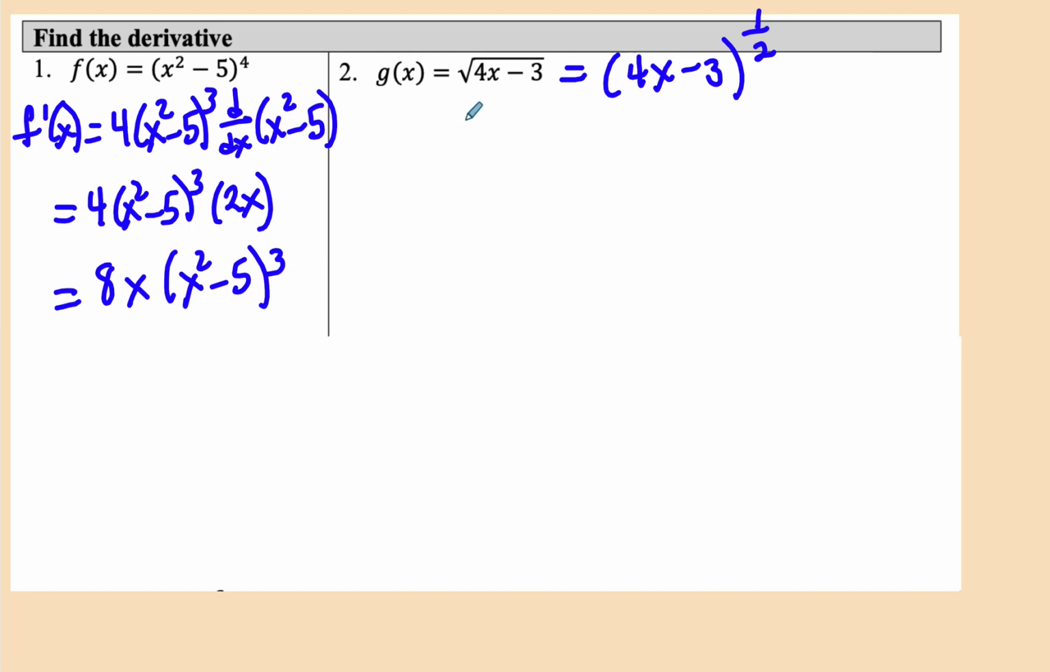Before you start number 2, I want you to rewrite it as a power function. So write it to the 1/2 power. Go ahead and stop the screencast and see if you can do the problem.